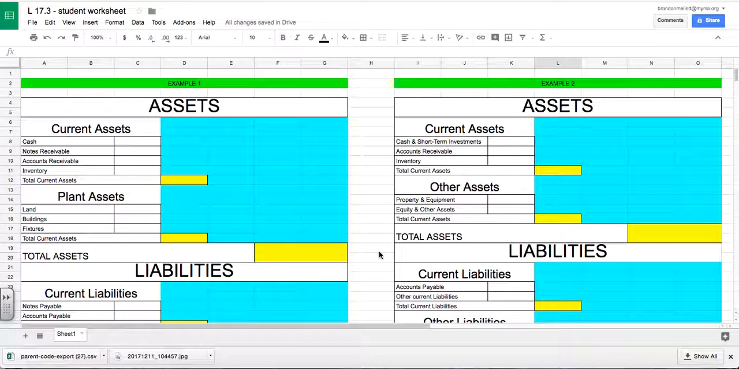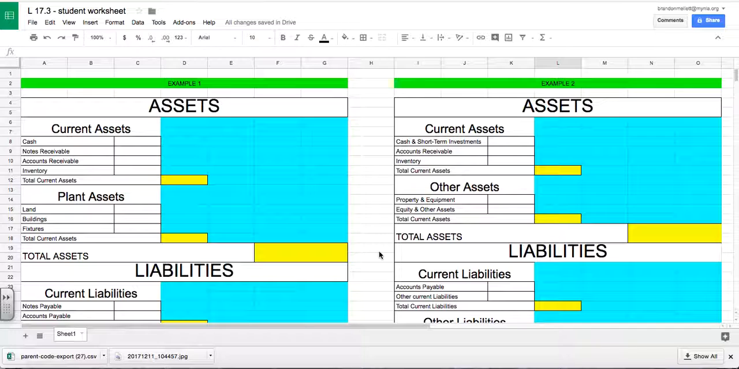In this video, we will be discussing Lesson 17.3, Working with the Balance Sheet. New terms that we'll be recognizing, or terms that we've seen in the past, are things such as assets and liabilities and equity. The way that they're used for a balance sheet is there's different categories of assets and liabilities.